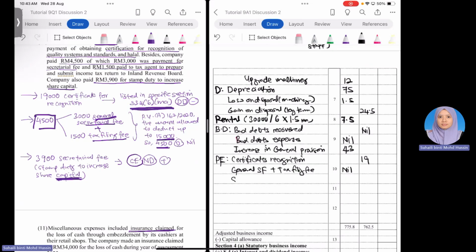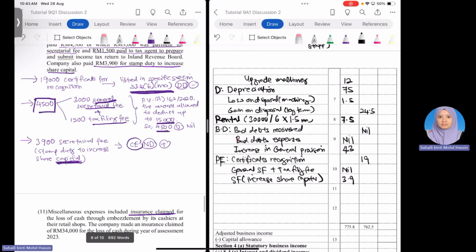This one is a secretarial fee to increase the share capital. This one is a capital expenditure, not allowed for deduction, added back 3,900 ringgit.